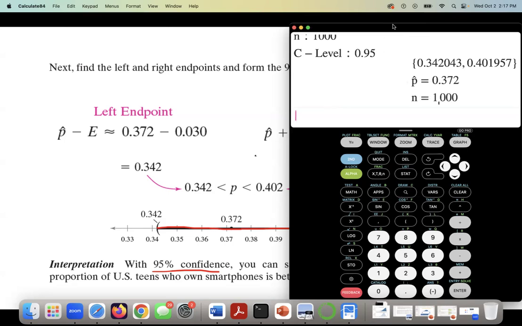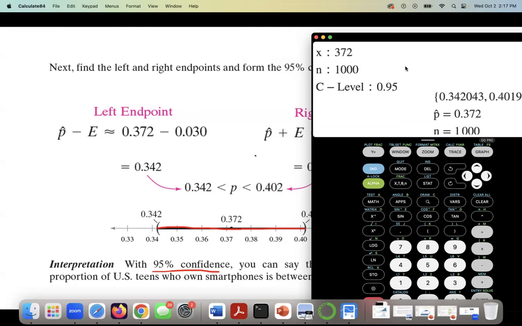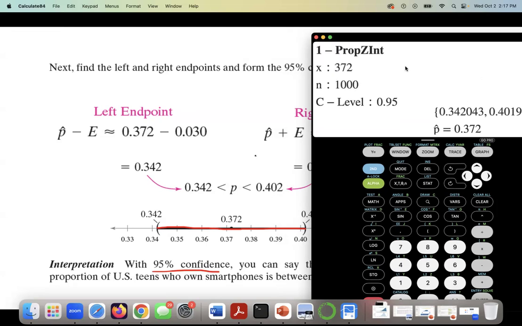Here we go. As you can see, you have the exact same numbers. On the left-hand side, you have 0.342. On the right-hand side, you have 0.4019, which rounds to 0.402, which is this number just right here. So you can always use your calculator to find the confidence interval. This is the algebra behind it, and this is how you use a calculator.